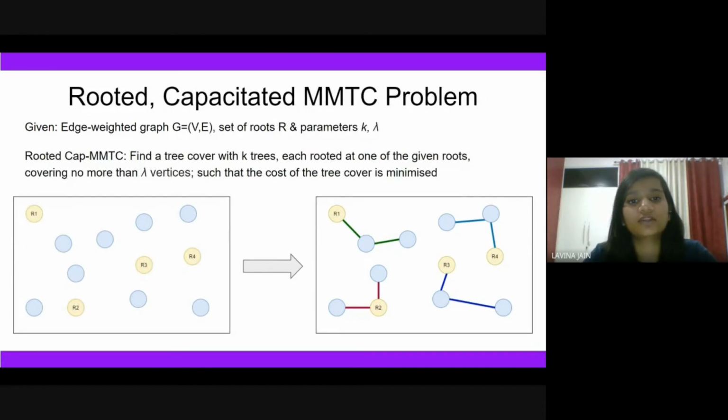We also solved the rooted case of the capacitated min-max tree cover problem. Here, we're also given a set of roots, and each tree in the cover has to be uniquely rooted at one of the given roots, like shown in the example.